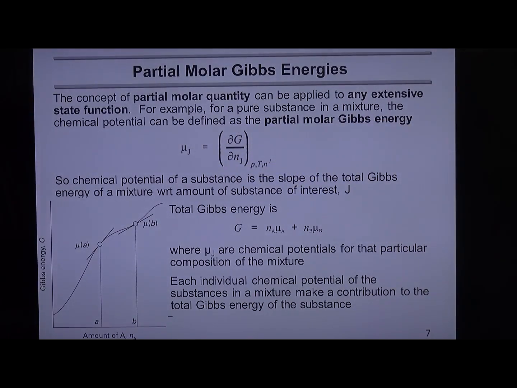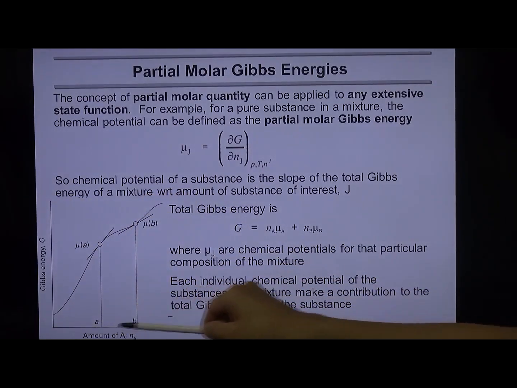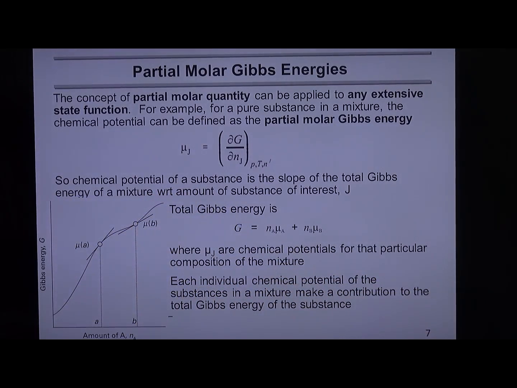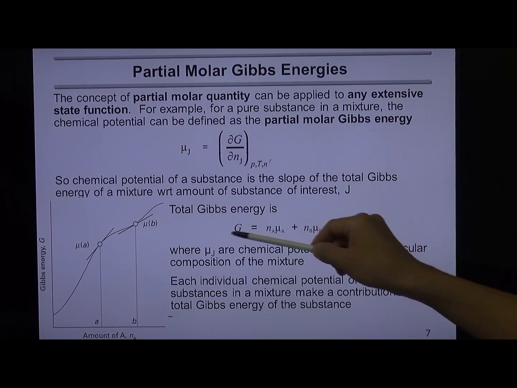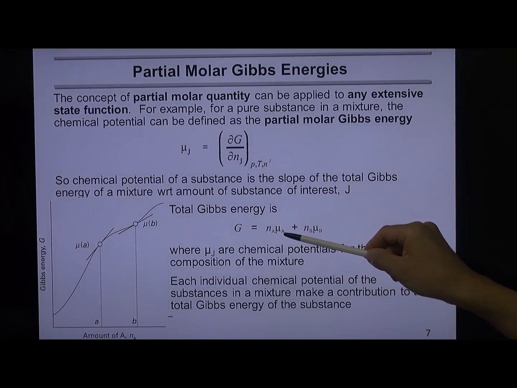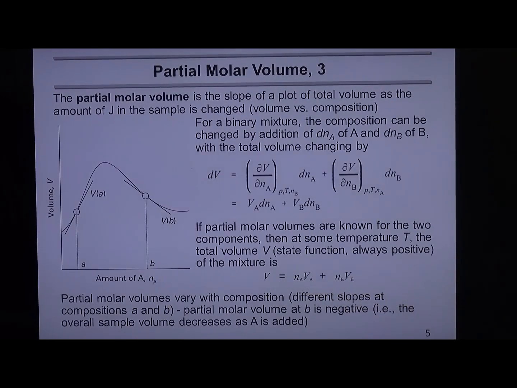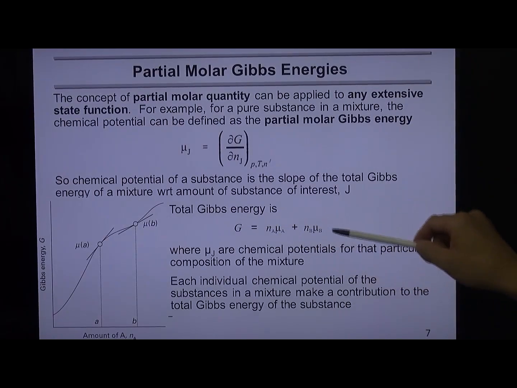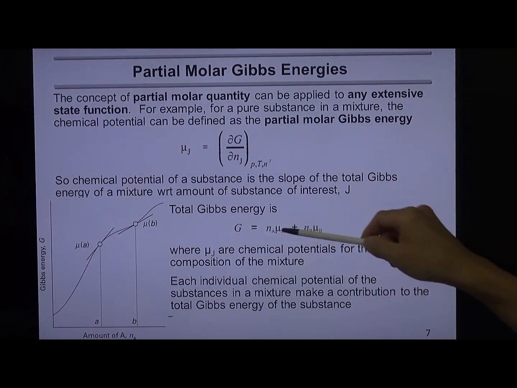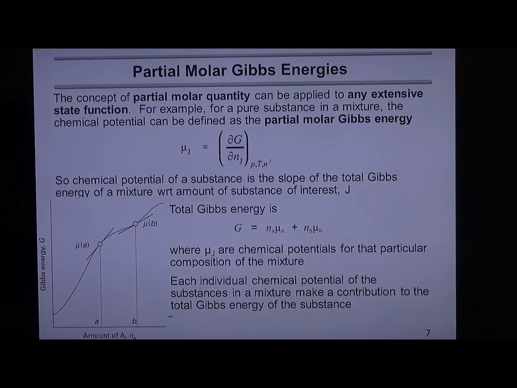Okay. So for example, if you have information about total Gibbs energy as a function of composition, as a function of the amount of materials, the slope corresponds to chemical potential. And similarly to the derivation that we did for partial molar volume, we can easily obtain this expression, right? Total Gibbs energy is equal to Na mu A plus Nb mu B, right? As we did here. You can simply get this relation between total Gibbs energy and chemical potentials.